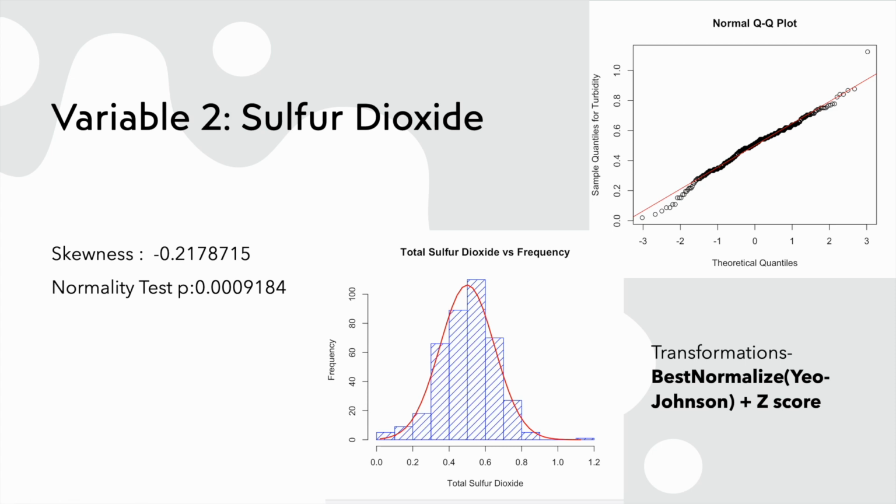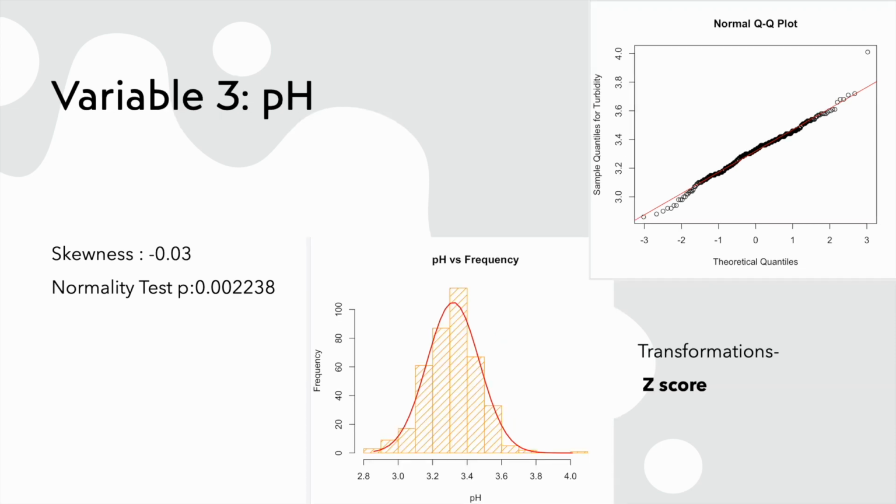Then we go to the sulfur dioxide. I used the bestNormalize package, using the Johnson transformation, and in the end I used a z-score for the transformation. From the skewness we can see it's 0.02. The previous value was around 5, so I've drastically reduced the skewness, and the p-value is less than 0.05, which shows the data is normally distributed.